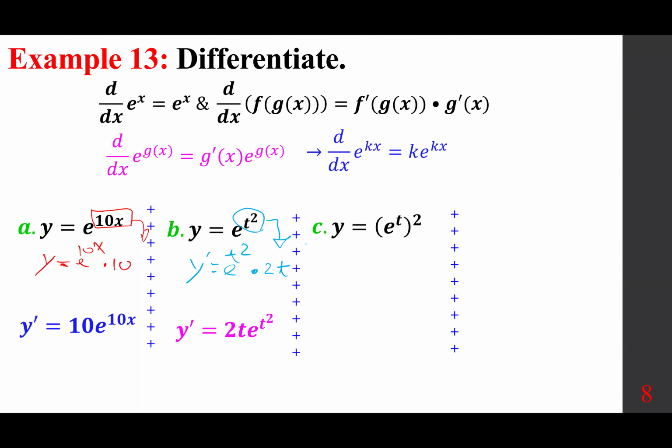Now, for this one, first I'm going to write it as e to the power of 2t. Then y prime is itself, e to the power of 2t. Now, the derivative of 2t is just 2, and I rewrite it, and we are done.